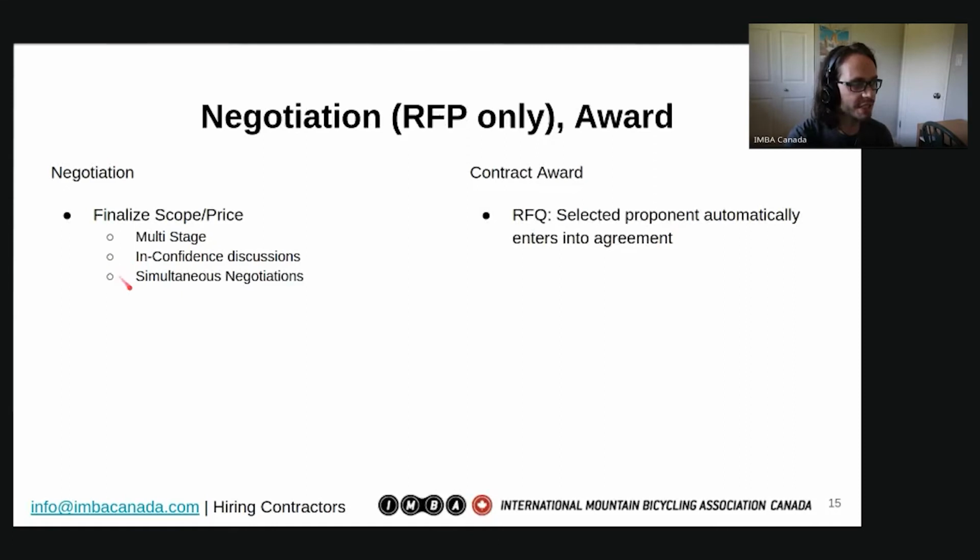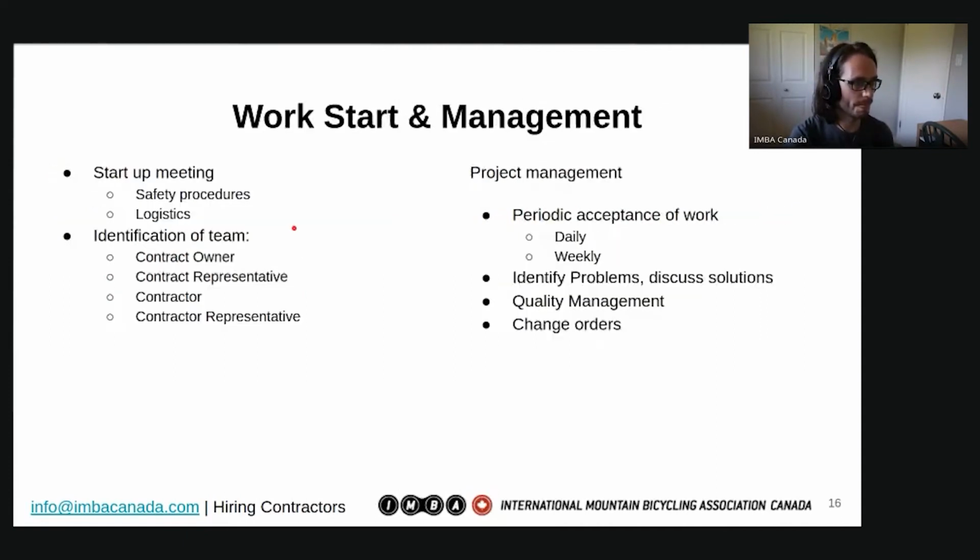Those in-confidence discussions are simultaneous negotiations. And then award. So the RFQ is selected, automatically enters into the agreement. So when that proponent bids on an RFQ with the price, and they meet the other mandatory requirements, they're the first step. They're the ones that go ahead. So after that phase, the work starts and the management of the contract begins.